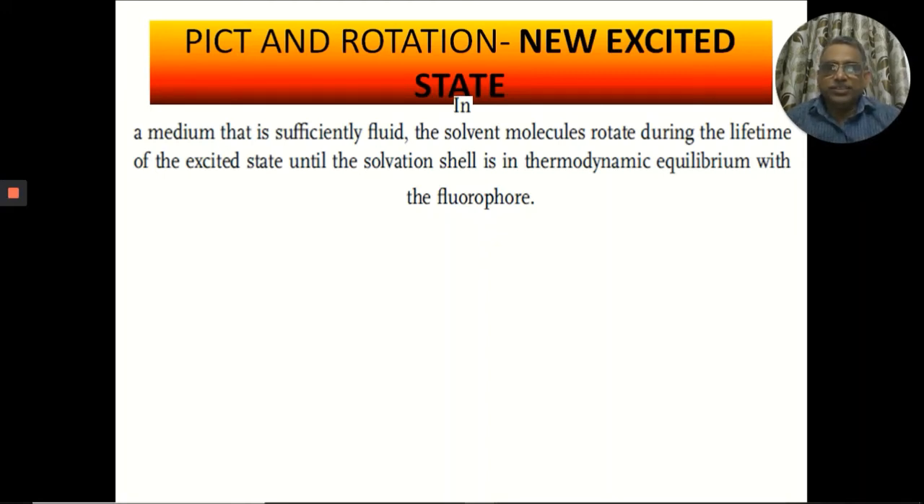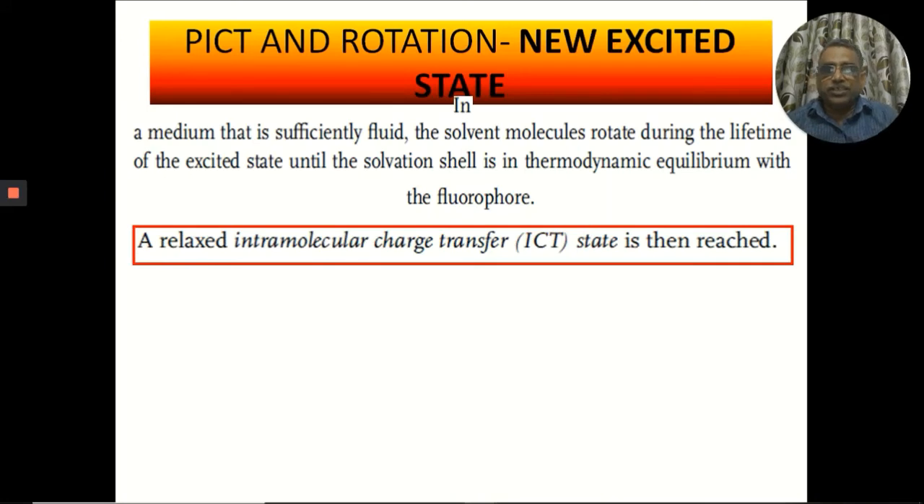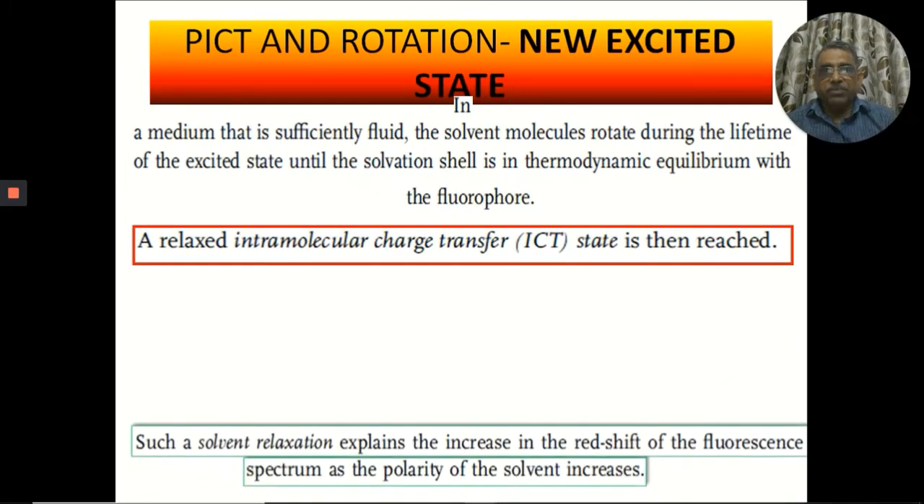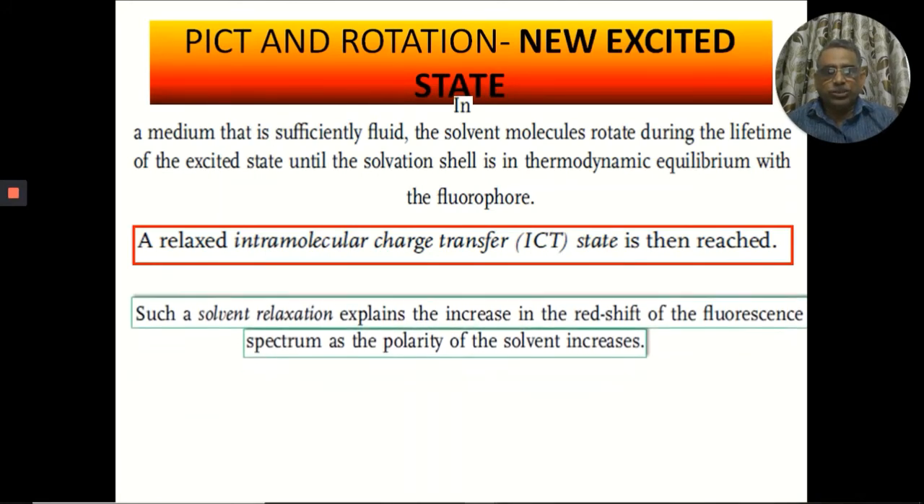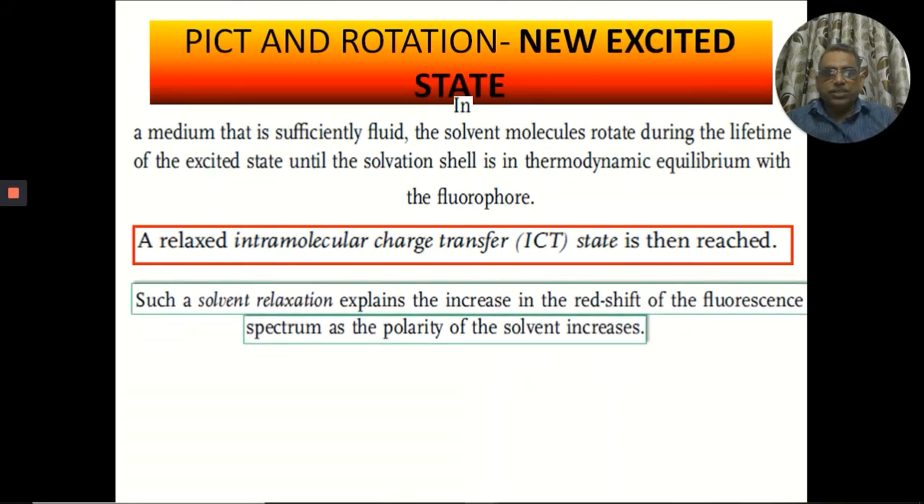Now this TICT state is medium supported. If you have a solvent which is fluidic, which can allow the rotation to take place, then you can see that a new excited state is reached. That state is called an intramolecular charge transfer state, and this charge transfer state is important for this kind of rotation-associated molecule. Here solvent relaxation really helps, and explains very nicely the increase in the redshift of the fluorescence as the polarity of the solvent increases.